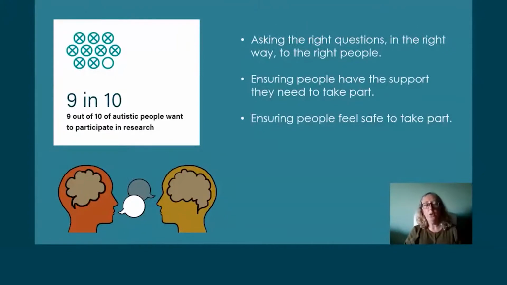Some good news is, according to Autistica, 9 out of 10 autistic people want to participate in research. So we know the autism community's priorities in autism research, and we also know that autistic people want to take part in that research. So how do we make things happen?